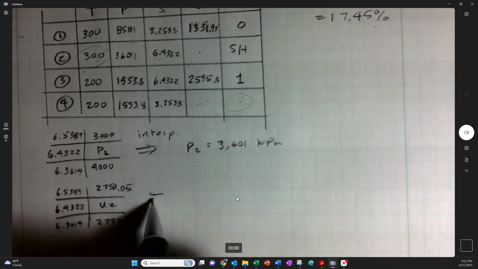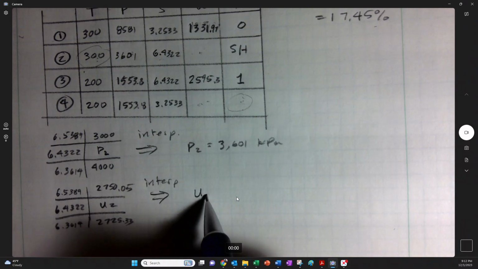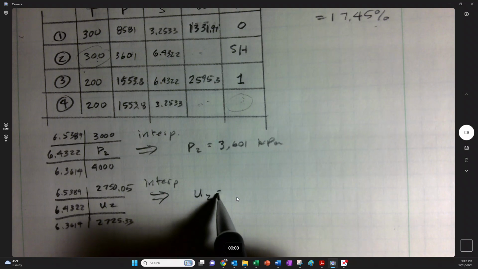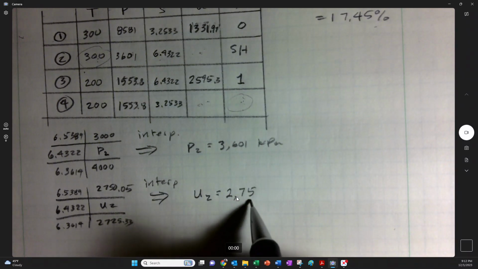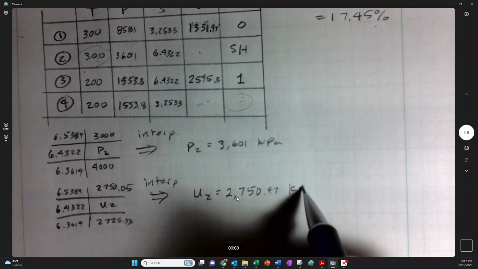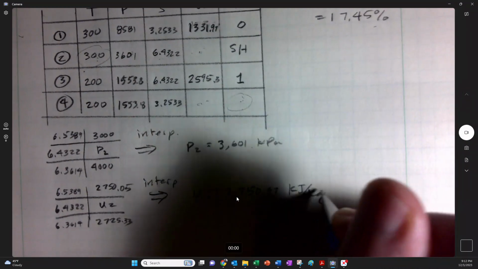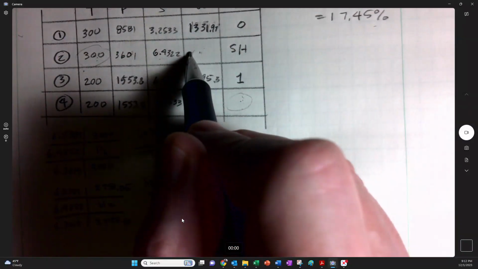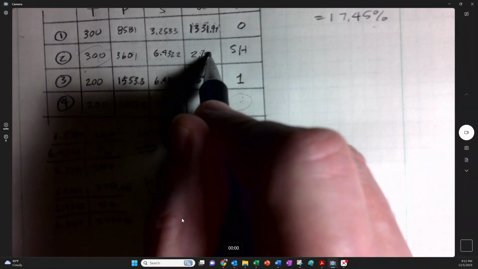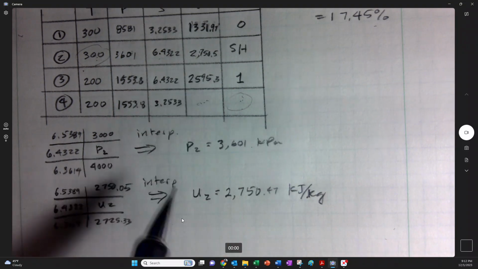And when you interpolate the thing, you'll end up with a U2. I think I got that right. It's going to be 27 something, 2,750.47. Sorry, that's kilojoules per kilogram. Internal energy has a lot more dependence on temperature than it does on pressure. So you can see that it didn't really change all that much in between those two things. All right, so we can fill that out here. 2750.5, call it.